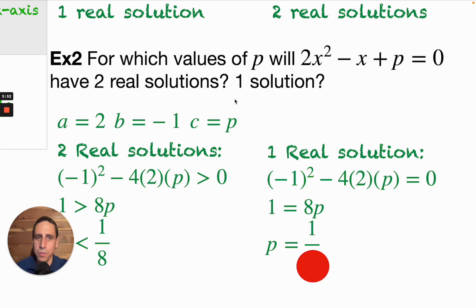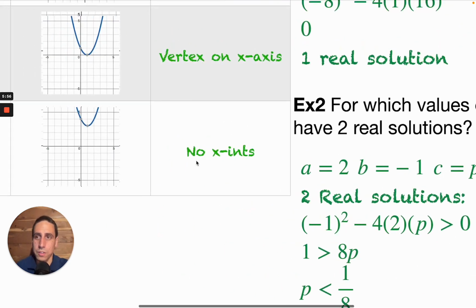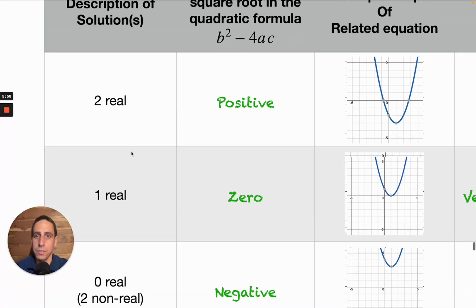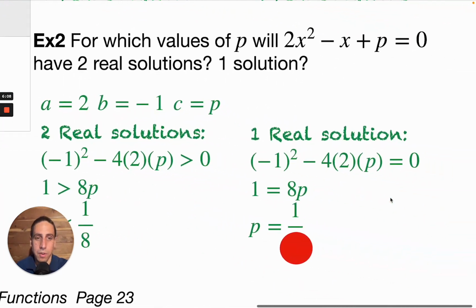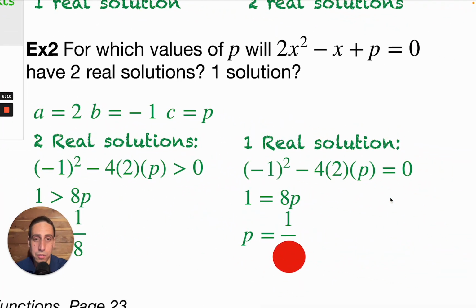What about if we wanted to force it to have exactly one solution? Well, if it's going to have one real solution, as we can see in the table, one real solution means that the discriminant has got to be exactly equal to 0. And when we graph the related equation, it would just barely touch the x-axis once at this one point. One x-intercept corresponds to one solution. So this is b squared minus 4ac, and it's all equal to 0. And we can solve this the same way. Get p is equal to 1 over, and I'm going to let you figure out what that is.